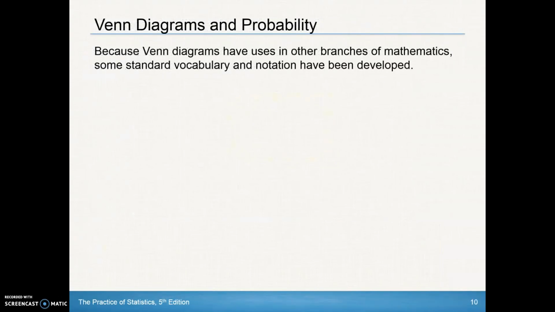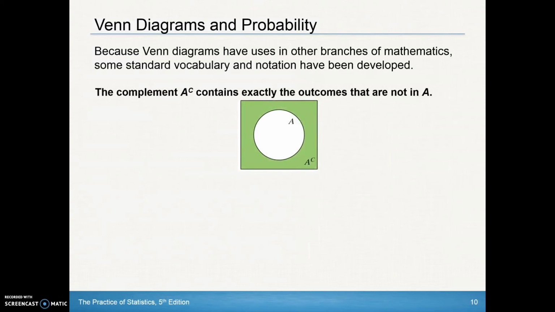Well, these are Venn diagrams that we just looked at. You may have seen these in other branches of mathematics, other classes, but let's look at some standard notation that you'd come across when dealing with Venn diagrams. The complement, we go A^C, or A complement, as we say. It contains exactly the outcomes that are not in A. That's the shaded green region. So we talk about the complement of A. It's what's not in A.